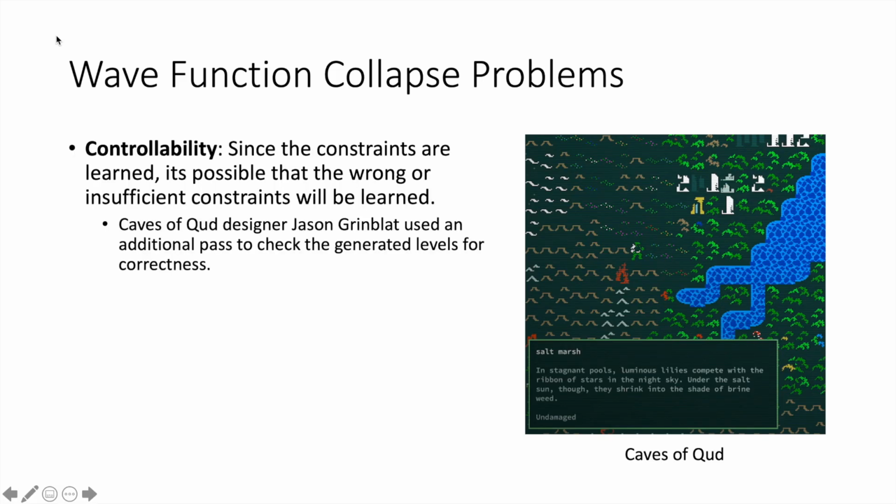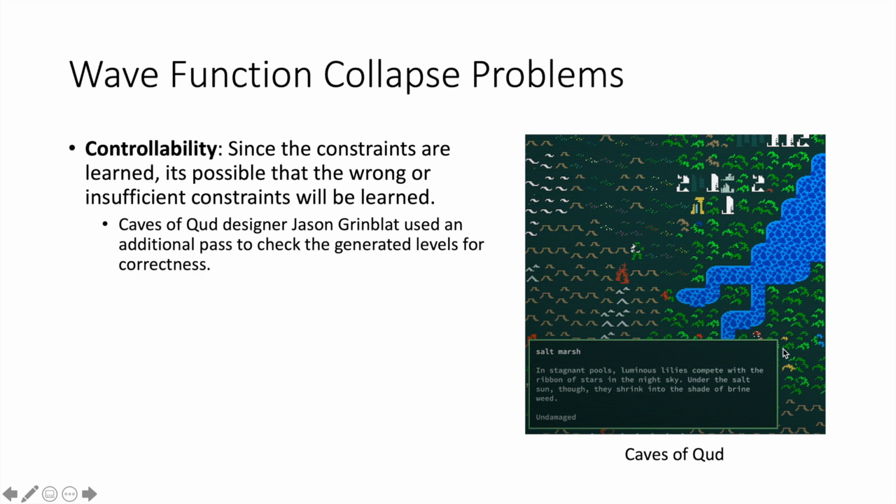Okay, so on to the second. Notably for controllability, here's a real-world example. Caves of Qud, which is an indie game, you can download it on Steam right now. Its designer, one of its two designers, Jason Grinblat, who is primarily responsible for its use of wave function collapse. There's an example over here on the right.